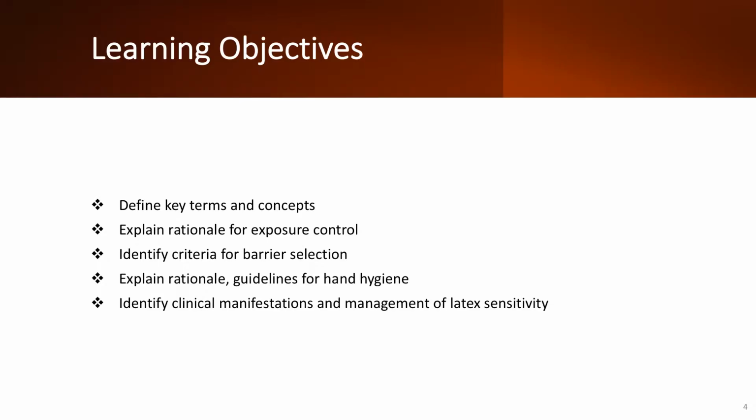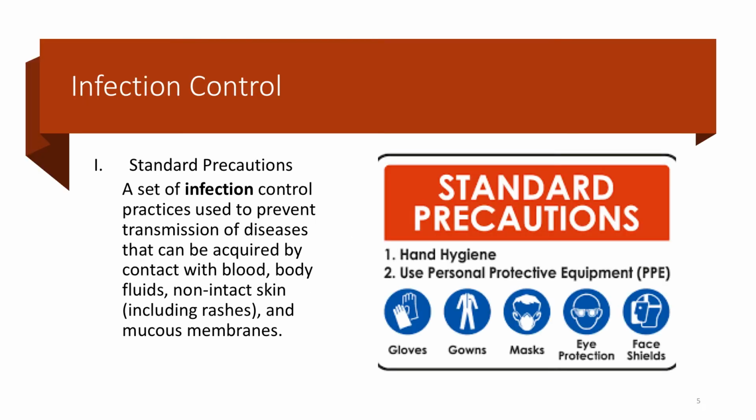Our learning objectives for this chapter are that the dental hygiene student will be able to define key terms and concepts, explain rationale for exposure control, identify criteria for barrier selection, explain rationale and guidelines for hand hygiene, and identify clinical manifestations and management of latex sensitivity. Again, we did go over this in 219, so I'm not expecting to spend too much time on this.